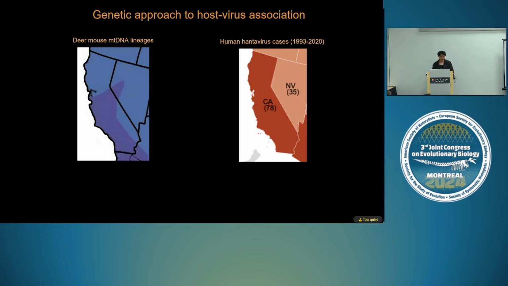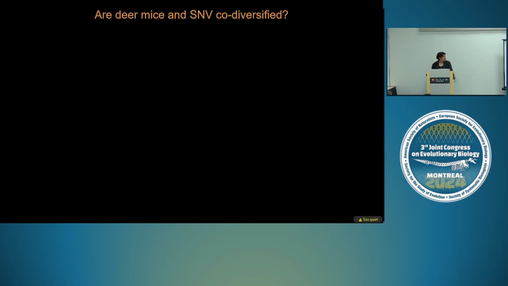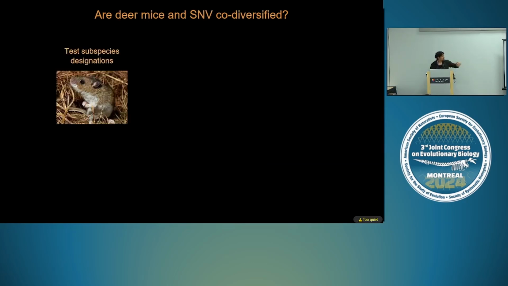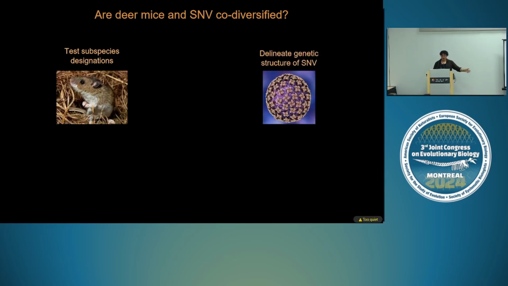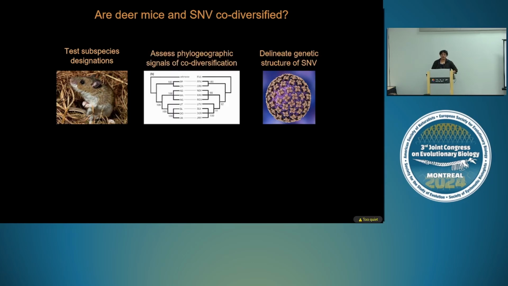And so to do this, essentially what I'm going to be doing is saying, can we first just test the subspecies designations of deer mice with whole genome SNP data across the state, and then delineate the genetic structure of Sin Nombre virus, as this virus has historically been really undersampled from a genetic perspective, and then look at phylogeographic signals for co-diversification between the two.